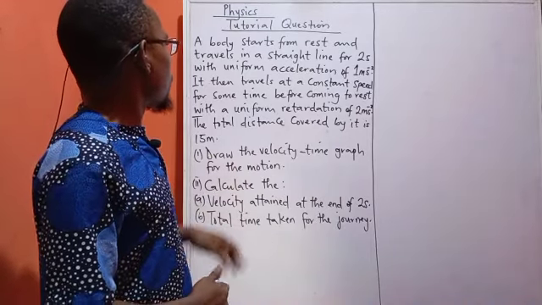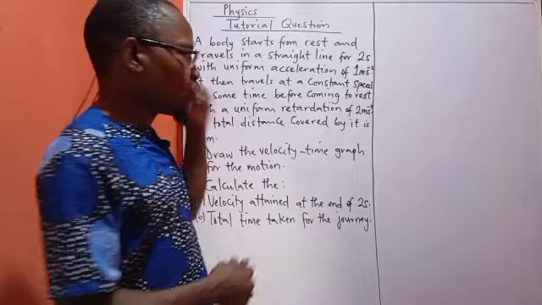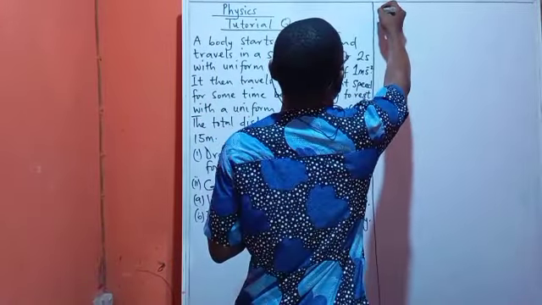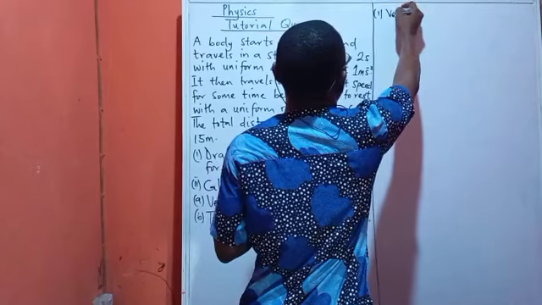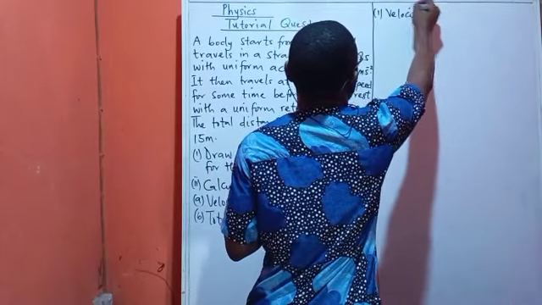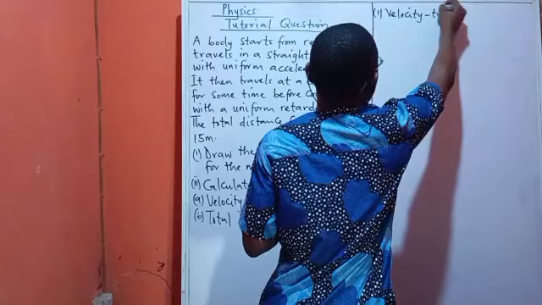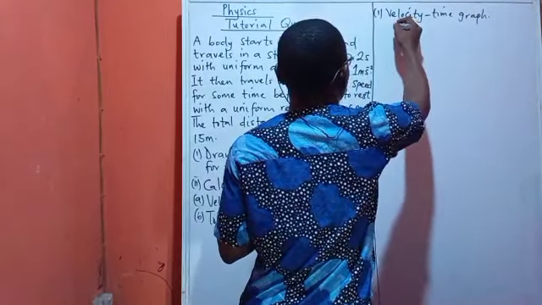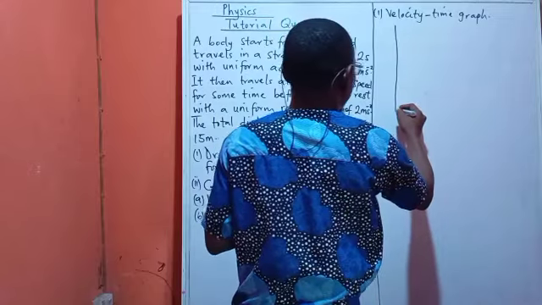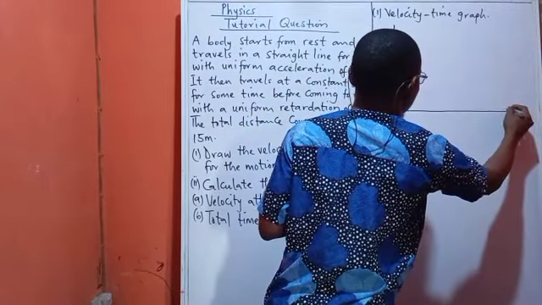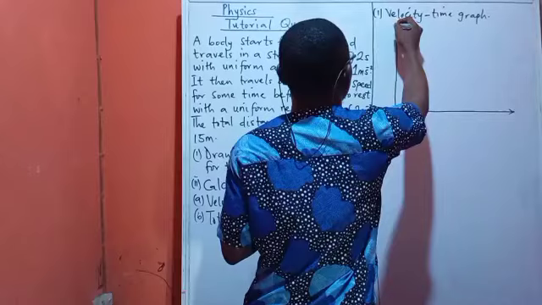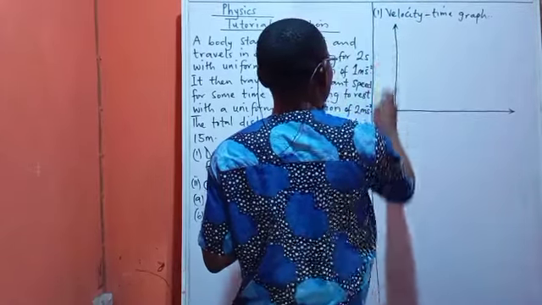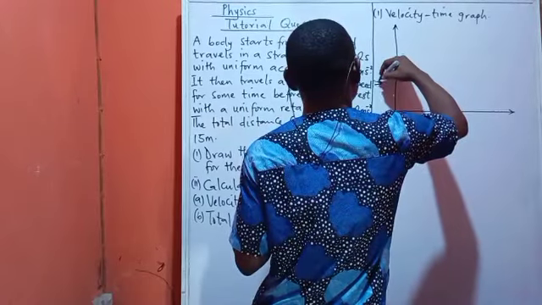All right, so a body starts from rest. Okay, so let's start. So we have a velocity time graph. So this is what we will have. We have something like this. So we have this.